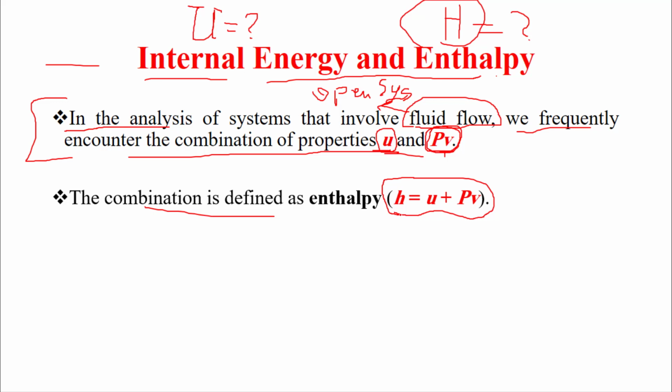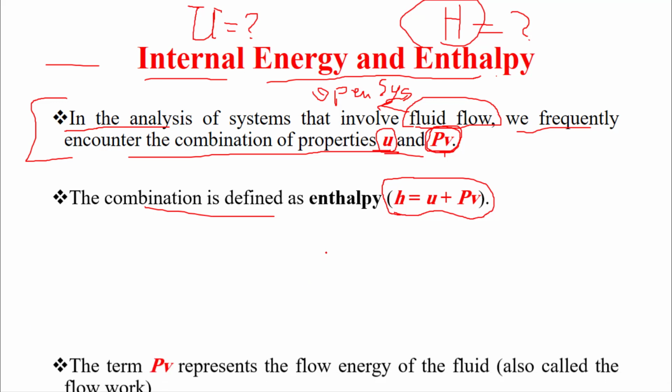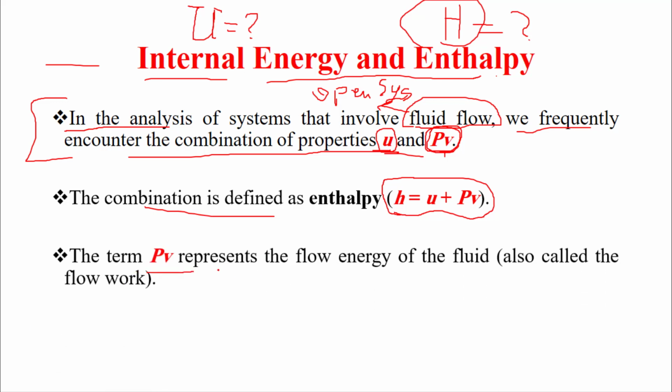is for fluids that are in motion. Okay. The term PV represents the flow energy of the fluid, also called flow work. Okay, flow energy or flow work.